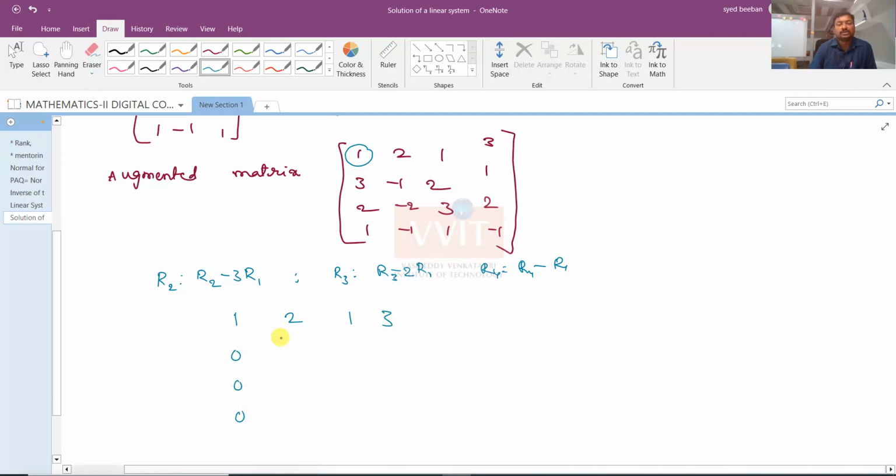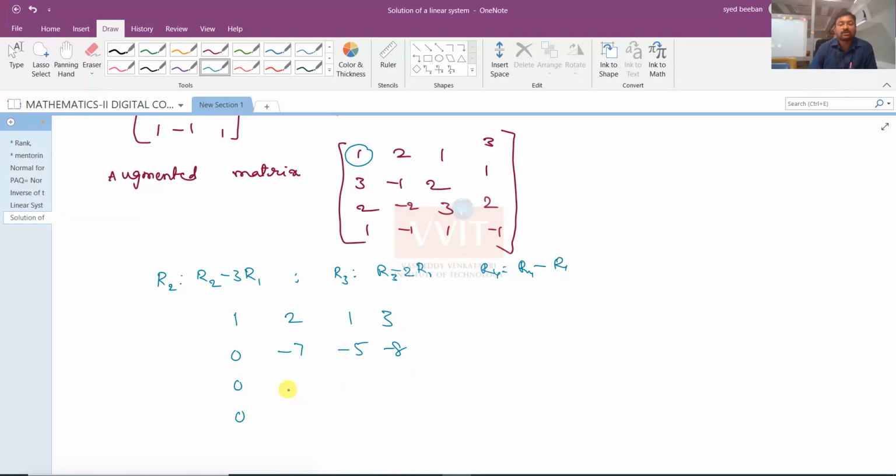So then here, R2 minus 3 R1: 1 minus 6, minus 7. 2 minus 3, because 1 times minus 3 is minus 3, 2 times minus 3 is minus 5, 1 minus 9, minus 8.